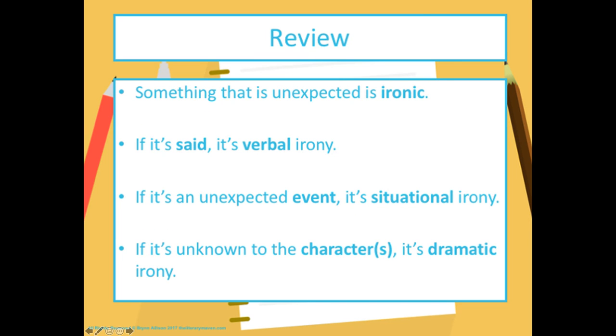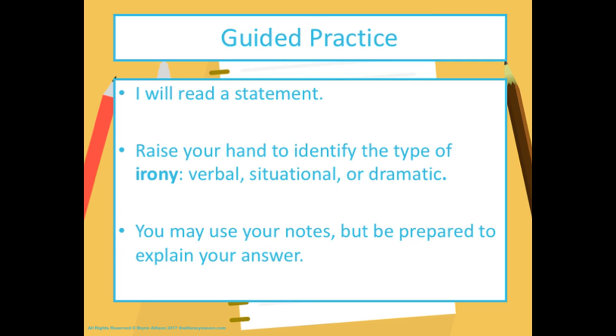So let's review. Something that is unexpected is ironic. If it's said, it's verbal. If it's an unexpected event, it's situational. If it's unknown to the character or characters in the story, it's dramatic.